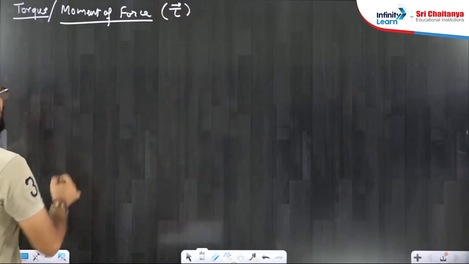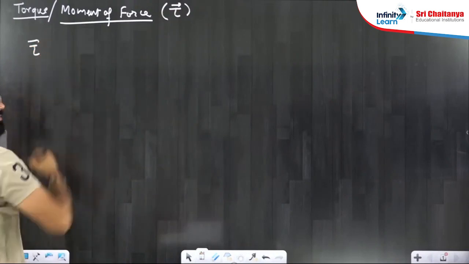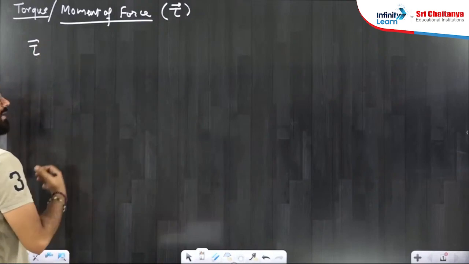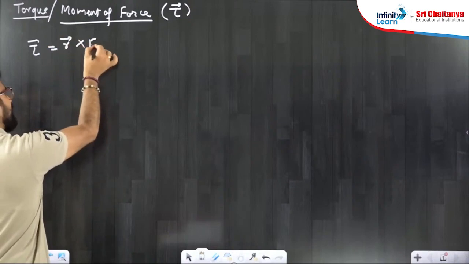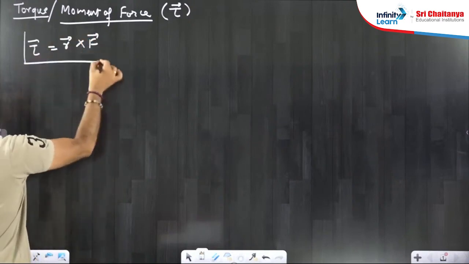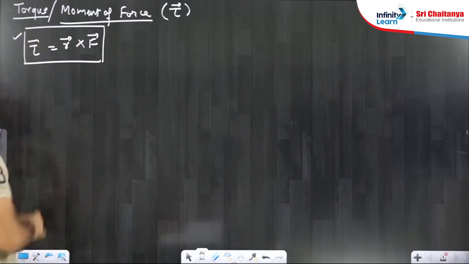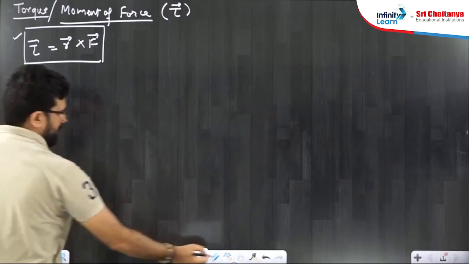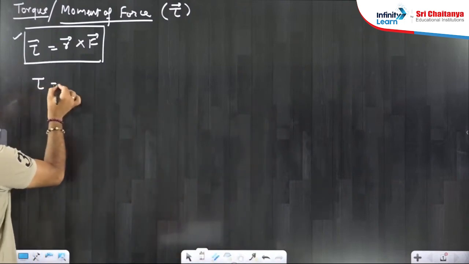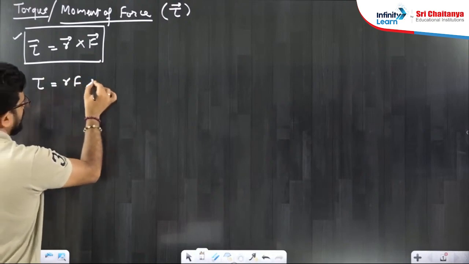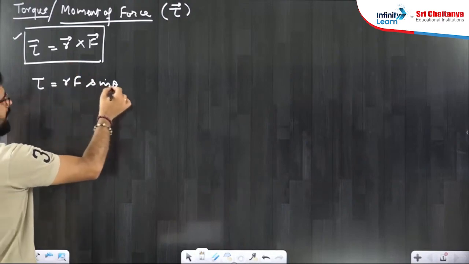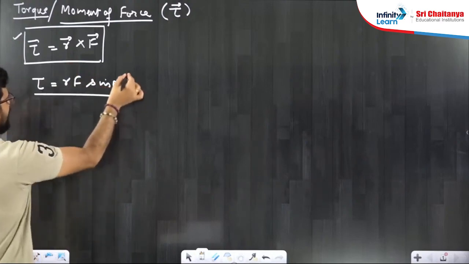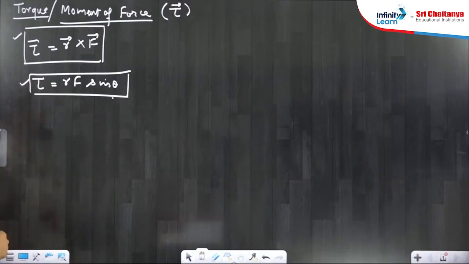Okay, it's a vector quantity, and first we write its mathematical expression, then we will go into detail. Tau is equal to r cross F vector. This is a torque. We can say that torque is equal to r into F into sine theta. From the cross product we get r into F into sine theta. This is a very simple thing we can write to calculate the magnitude of the torque.